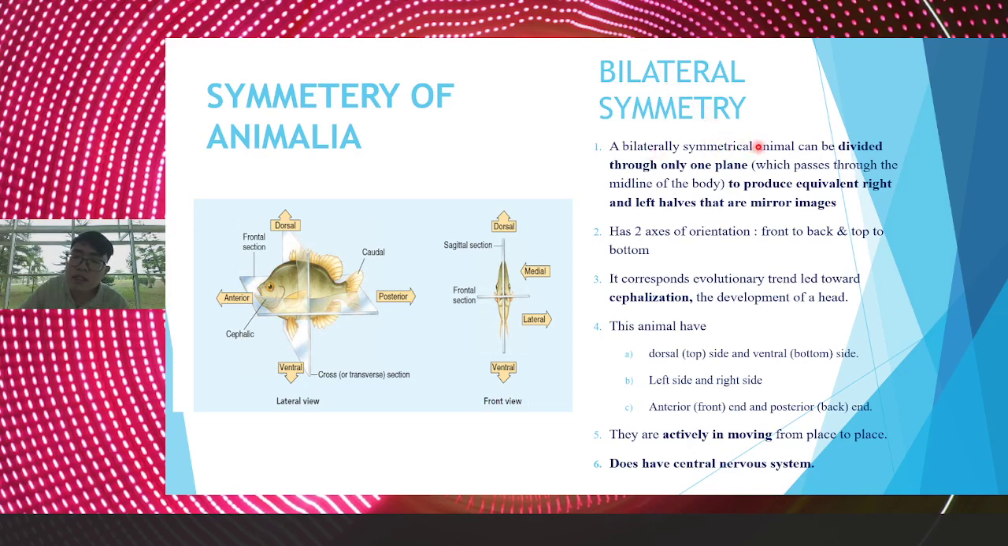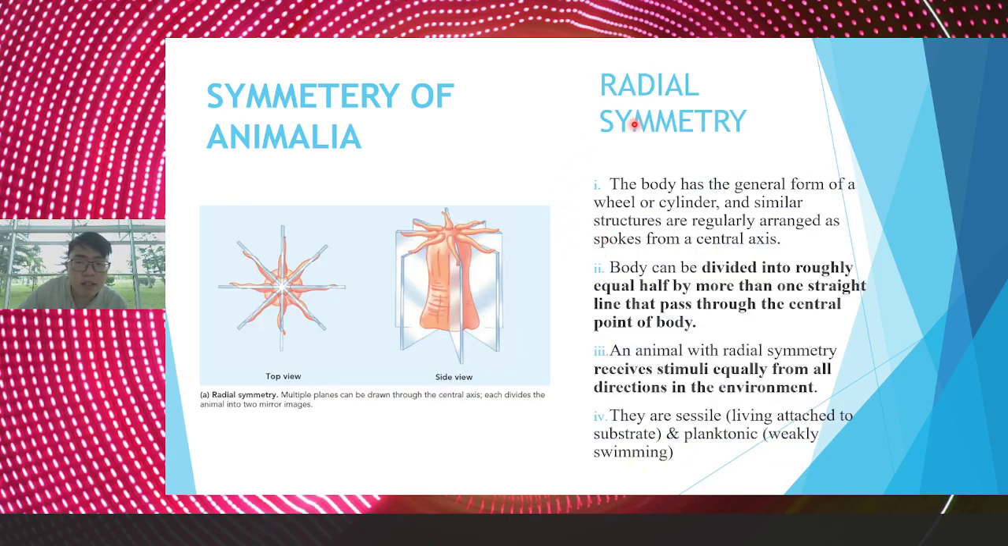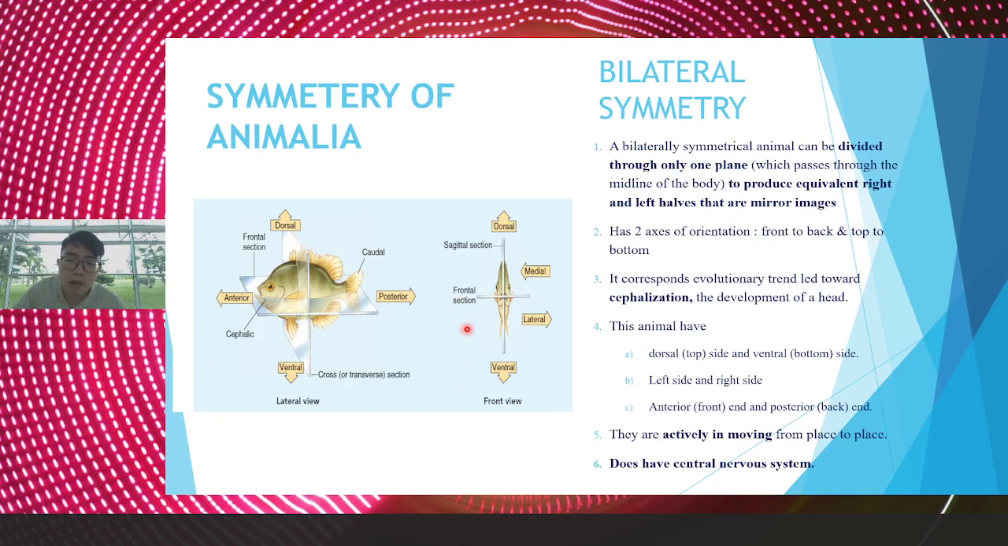So bilateral symmetry can be divided through only one plane, to produce equivalent right and left halves that are mirror images. That means it can only be divided along one plane, to produce equivalent right and left halves that are mirror images. It can only be like that, not like radial symmetry. This is the big difference between radial and bilateral.